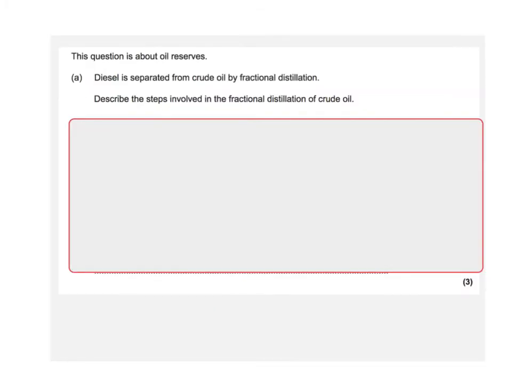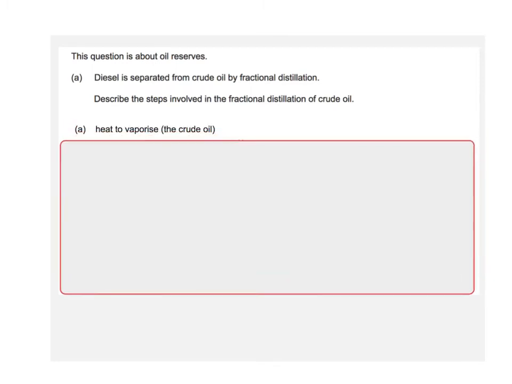So now it's your turn. This is a 3-mark exam question. I'd like you to pause if you're using this as a revision resource and have a go at this question. Diesel is separated from crude oil by fractional distillation. Describe the steps involved in the fractional distillation of crude oil. It's 3 marks, as you can see at the bottom. So give yourself about 3 minutes and then play this video again when you're done.